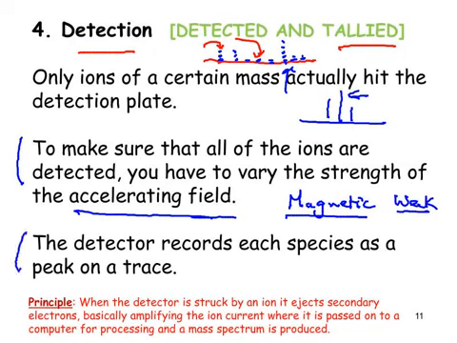The detector records each species as a peak on the trace, on the basis of this tally that I've tried to present. What's the important principle? When the detector is struck by an ion, it injects secondary electrons, basically amplifying the ion current, which is passed to a computer for processing, and a mass spectrum is produced. Not a physicist, but I get the idea that when a particle strikes here, it causes a secondary effect. It sends off an electron through a circuit which registers somewhere, and then this begins to build up, possibly using a photomultiplier, or whatever the term is, and then that gives us a readout.